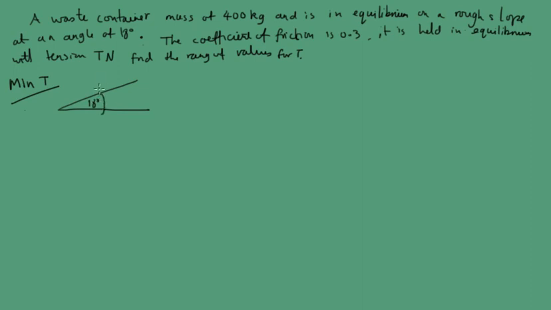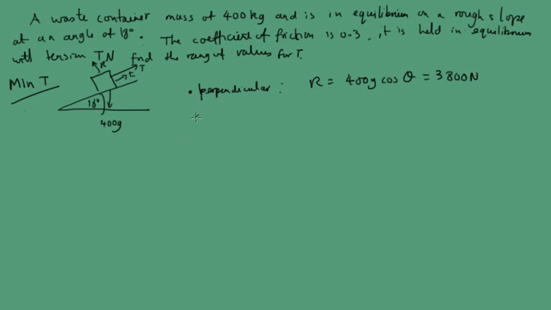18 degrees. We've got our skip. We've got 400g. We've got our normal contact force R. We've got T. And we've got our friction here. So again, we're going to resolve the perpendicular first. So that would give us R is going to be equal to 400g cosine theta, which is going to give us 3,800 newtons.